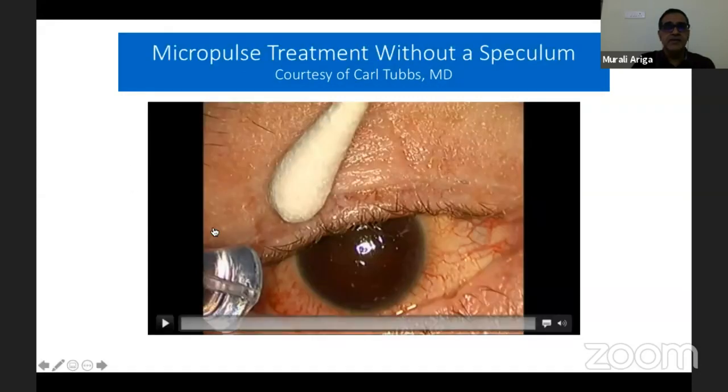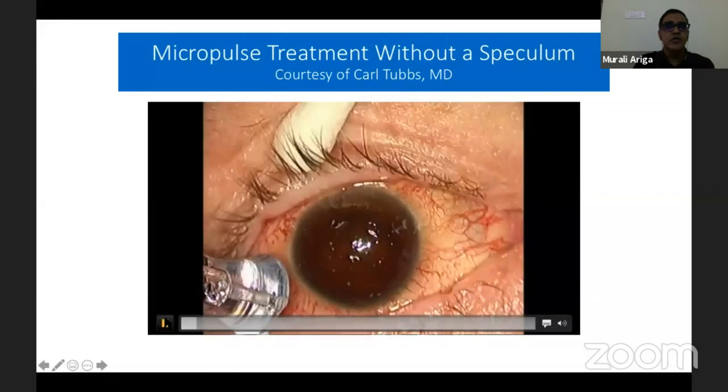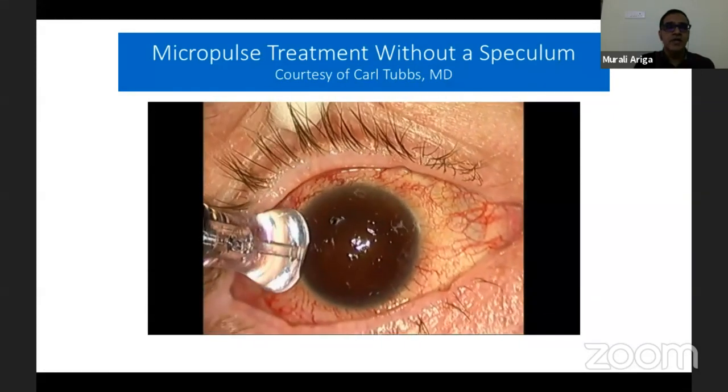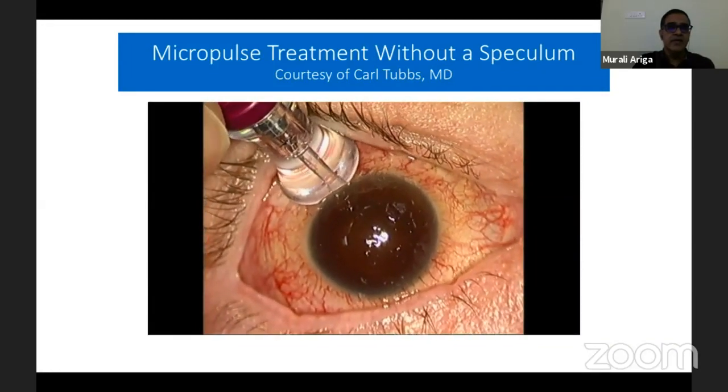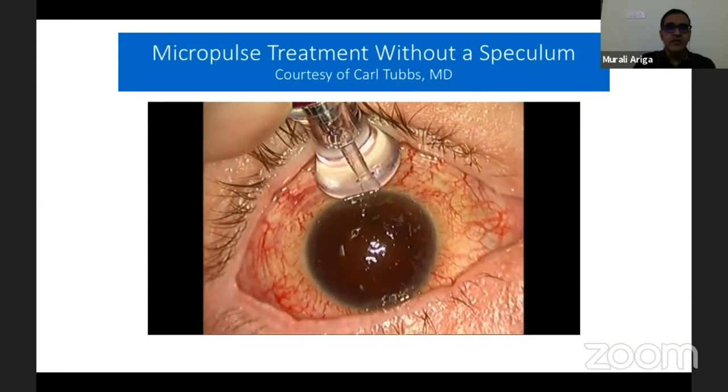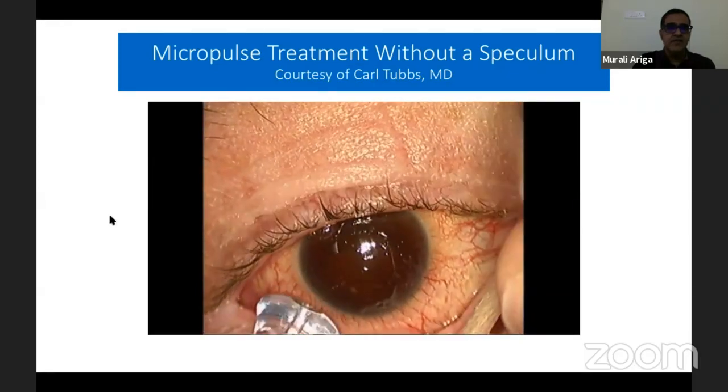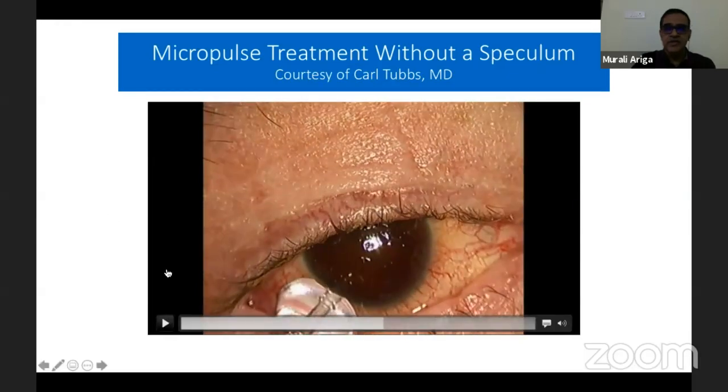In many patients who have been using drugs for a long time, the eyelids are tight and you're not able to apply a speculum. So this is one technique which I have learned to do without a speculum. You can use the cotton tip applicator to spread the eyelid apart, and then use the probe itself to keep the eyelid away. And this is another method of doing the cyclophotocoagulation.